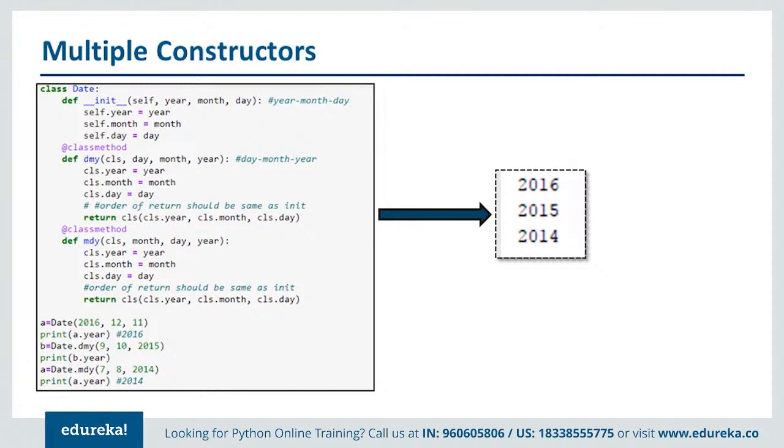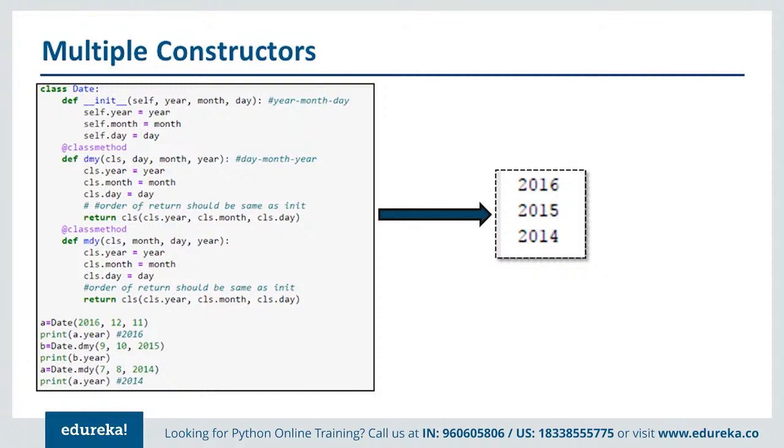Once this is done, in b.year value you will be able to get 2015, and in the last one you will be able to get 2014 over here. So you can see in this way how exactly the different kinds of constructors work. Now the default one, you can see that we don't have to call any kind of class method.